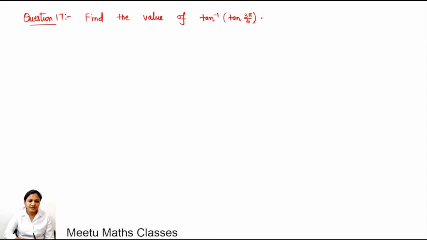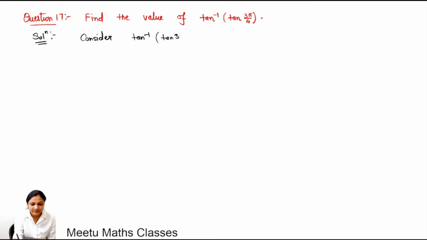Now your next question is question number 17, that is find the value of tan inverse of tan 3 pi by 4. Now to find the value of this function, let us consider this function, that is tan inverse of tan 3 pi by 4. Now we know that tan inverse of tan x is equals to x for all x belongs to open interval minus pi by 2 to pi by 2.